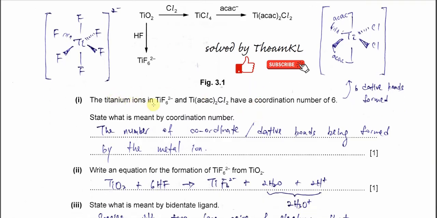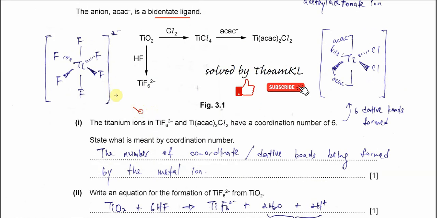The titanium ion in the TiF6 2 negative, this one, and the Ti(acac)2Cl2, this one. Okay, they're having the coordination number 6. So what is meant by coordination number?